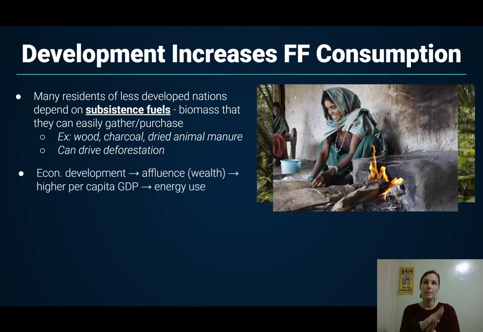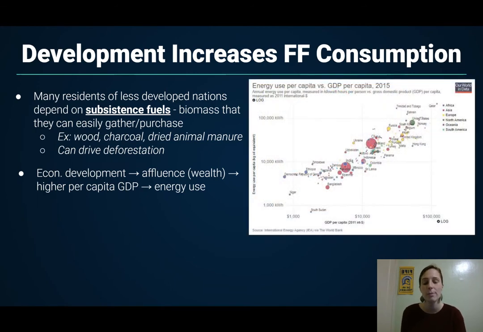Now, as we have economic development happening, this leads to more affluence and wealth, which leads to a higher per capita GDP. The wealth of the people and the nation is growing, which is going to increase the energy usage because you're going to start having access to things that require electricity. You're going to start having more gadgets, nicer homes, appliances and things like that, which are going to come with the need for more energy in order to power them.